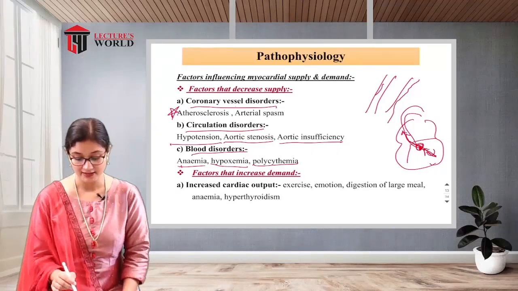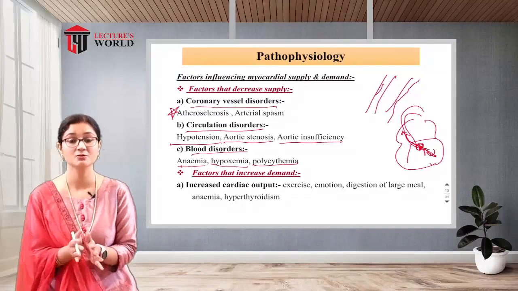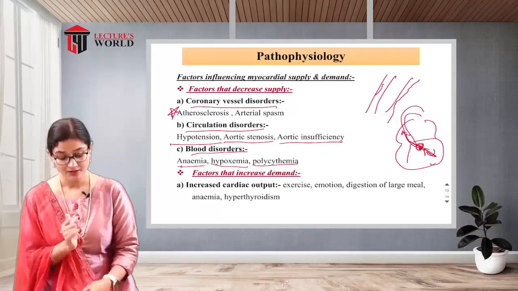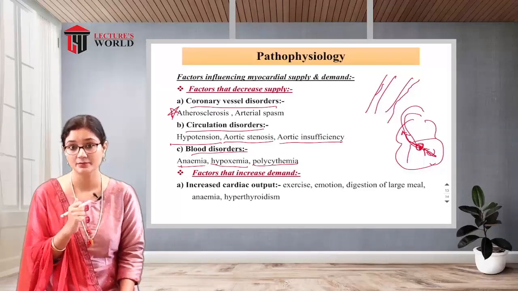Next is factors that increase demand. Now, why are we studying this? You need to write it down. What are the different factors which are going to increase the myocardial supply and myocardial demand? Demand: what are the different conditions which can increase our heart's demand?